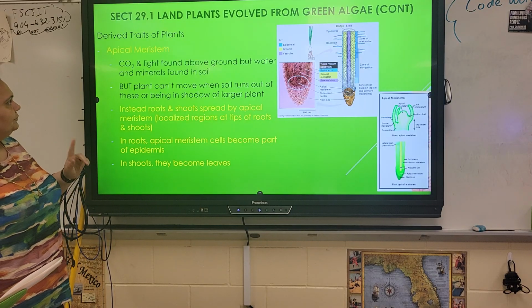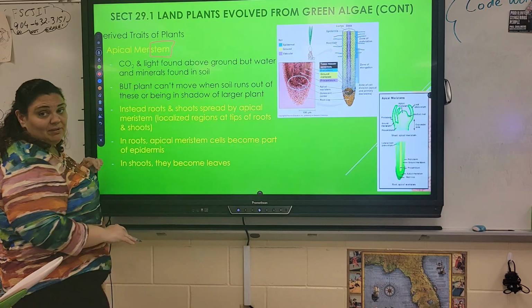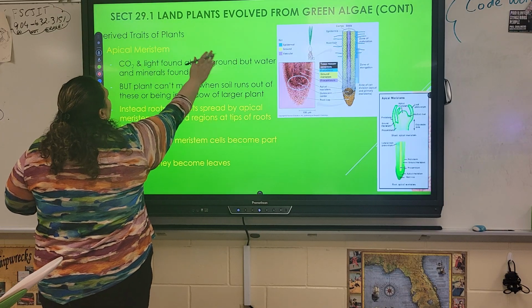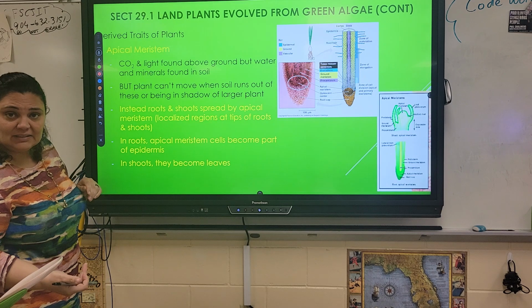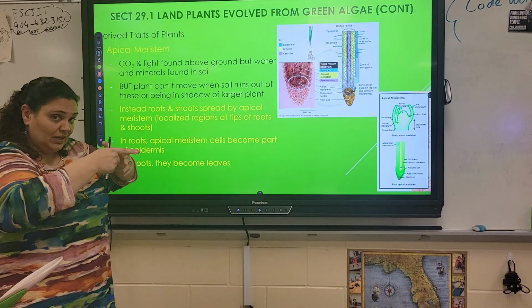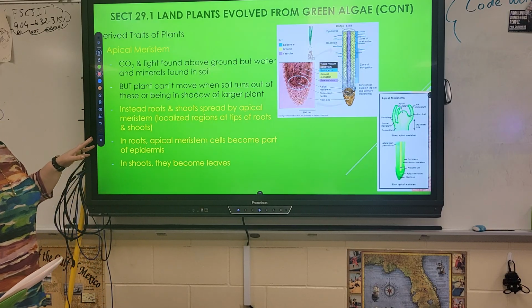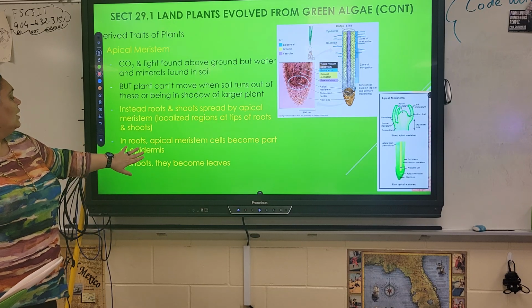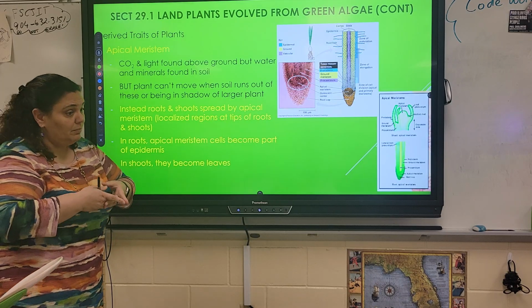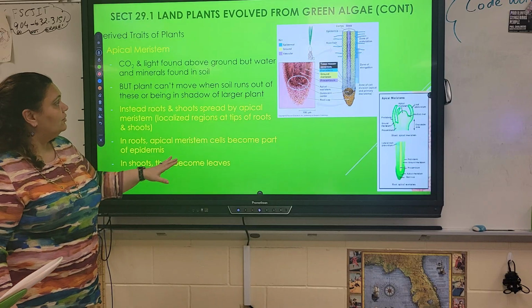Apical meristem. All right, stem cells in animals are cells that can become anything. They are not specialized at all. So meristem cells are stem cells in plants. And your apical meristem cells are the ones that are at the roots and at the shoots, at the tips, okay? Plants spread by apical meristem, localized regions at the tips. In the roots, the apical meristem cells will become part of the epidermis because it's either going to be root cells or root hairs. And in the shoots, that's where we come to the leaves.